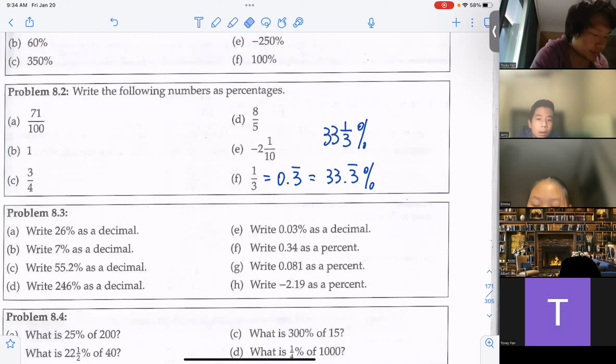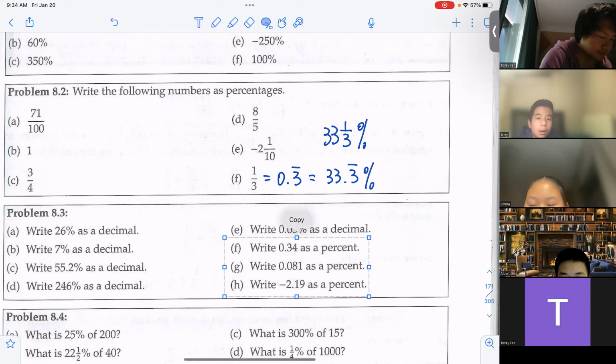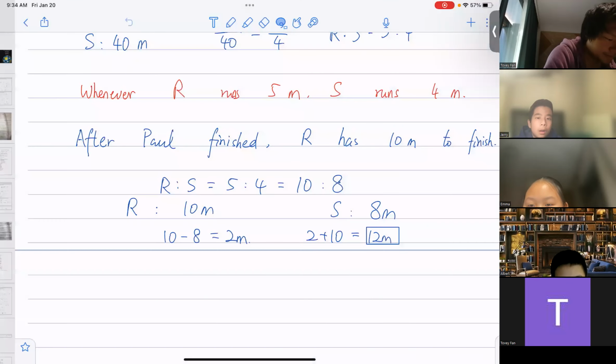So yeah, Emma, you might want to make a note, okay? And then we have F, G, H. Oh, so to convert decimals to percent, that's a problem. Okay, here. Let's see.